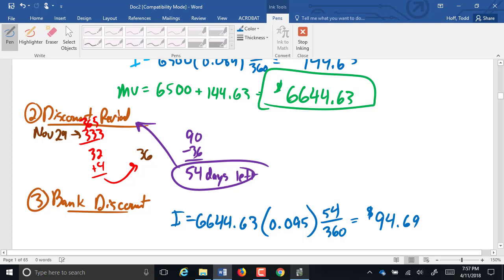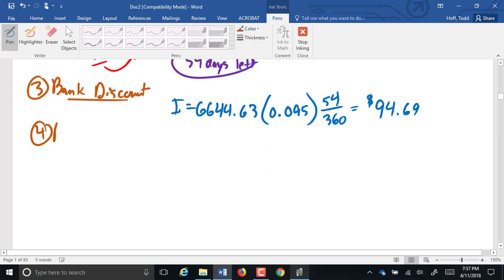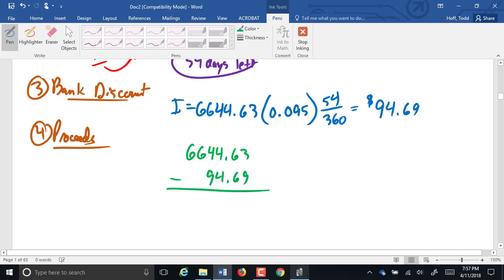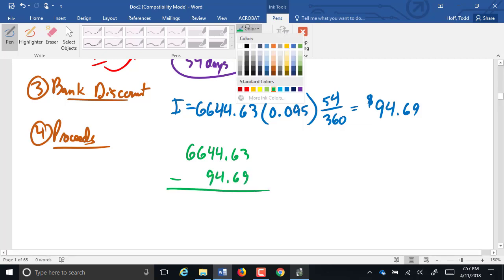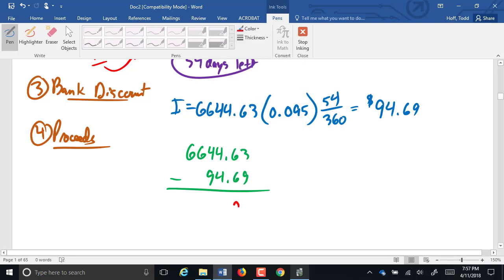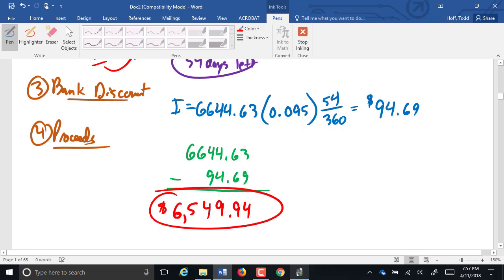And then finally, the proceeds. So we take that maturity value, 6644.63 minus $94.69. $6,549.94.